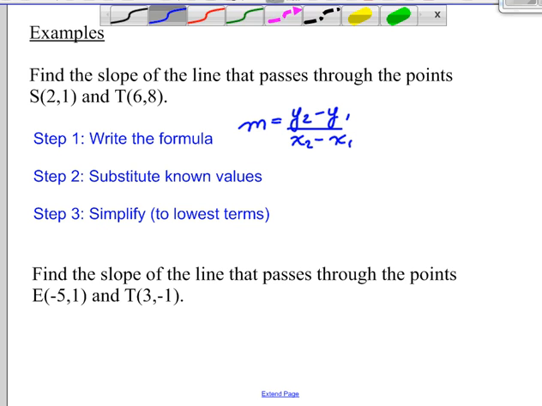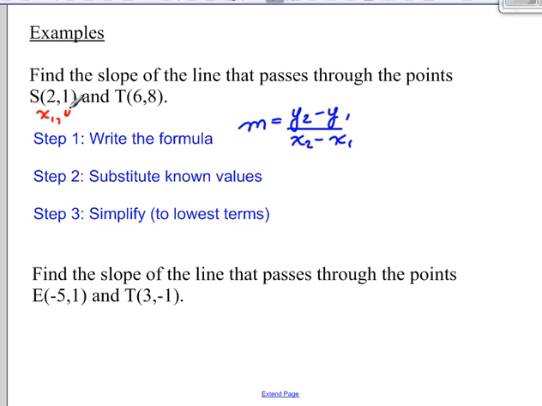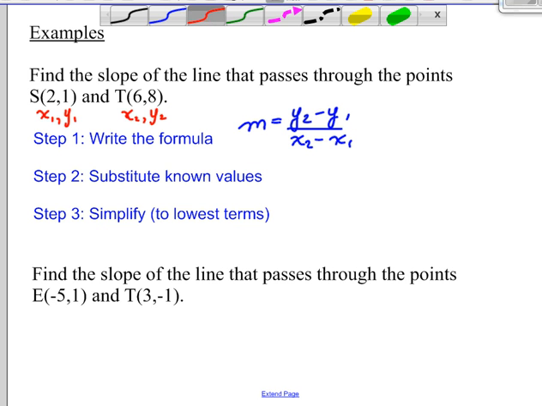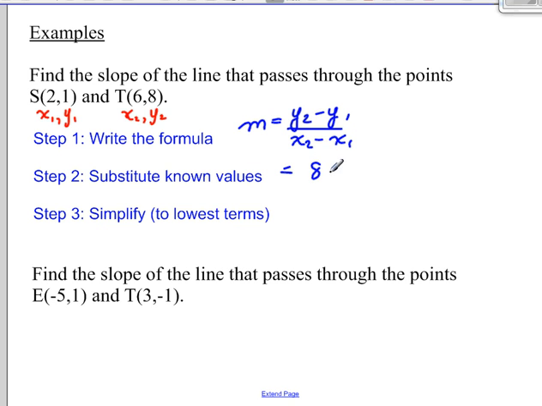Now sometimes what I do, especially as you're first learning it, is I will identify which point is x1, which point is x2, and so on. And so I will say that this one is x1, that this one is y1, that this one is x2, and that this one is y2. And then what I'm going to do is just substitute the values into my formula. So y2 was 8, y1 was 1, x2 was 6, and x1 was 2. And then my last step is to just simplify and put it in lowest terms if it is not already. And that is my final answer for the slope.